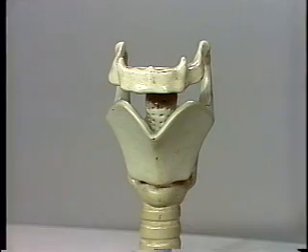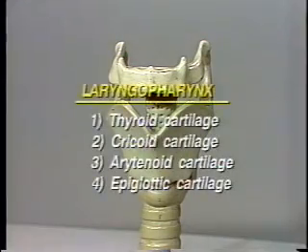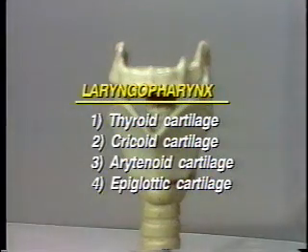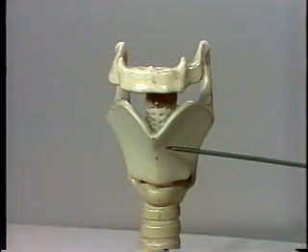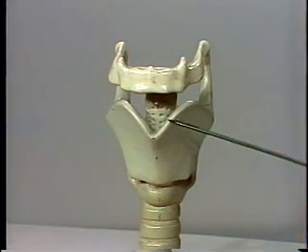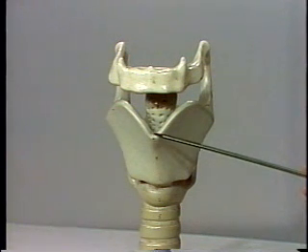The larynx is composed of 9 cartilages, 4 of which you will need to know. These are the thyroid cartilage, the cricoid cartilage, the arytenoid cartilage, and the epiglottic cartilage. I'll now show you these on the model. The thyroid cartilage is a large superior cartilage that has a notch in the middle. The notch is referred to as the Adam's apple. It is a good reference point for you.